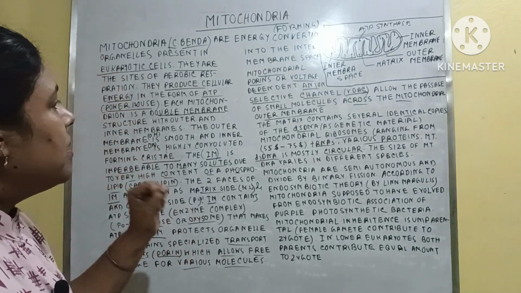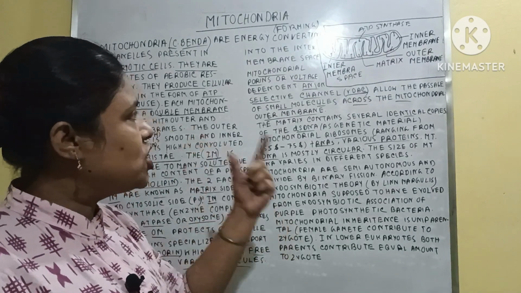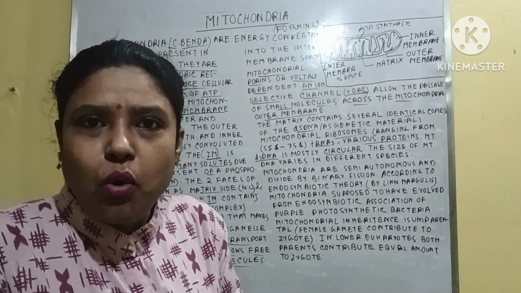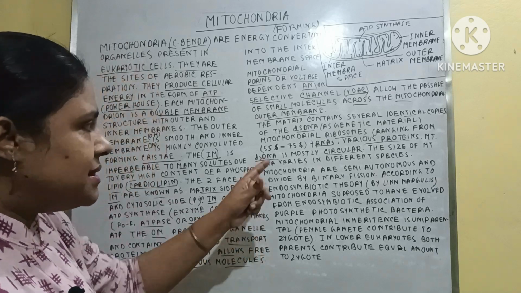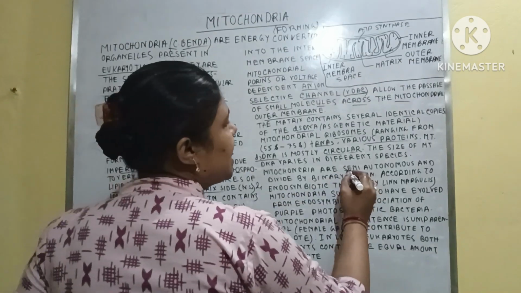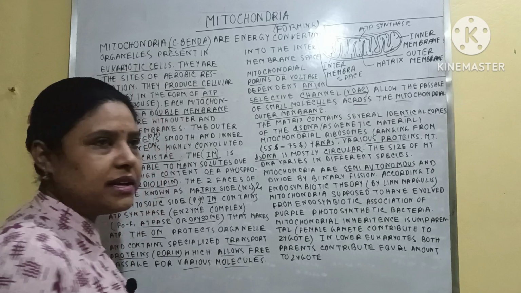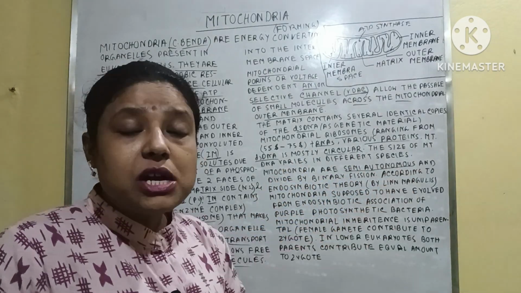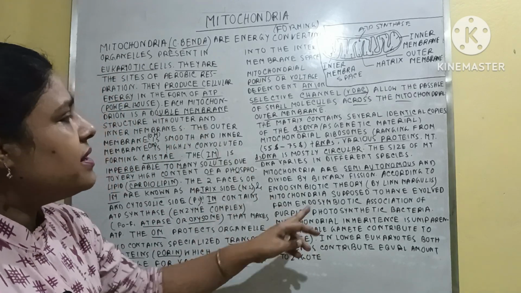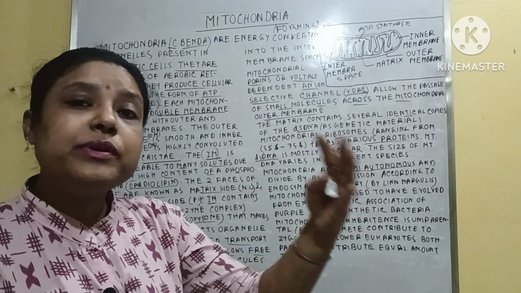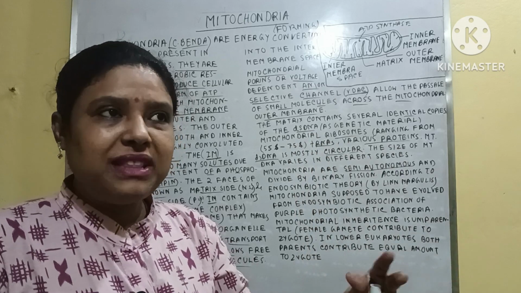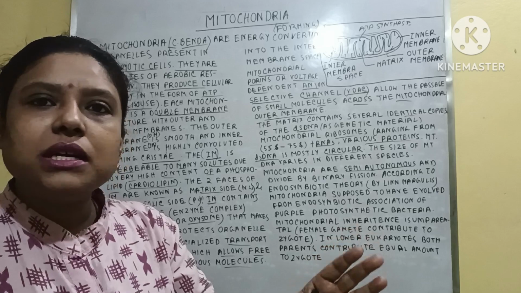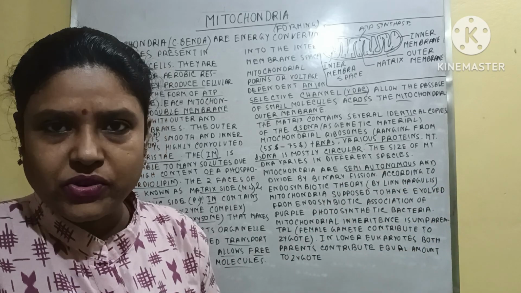So mitochondria can produce itself within the cell, and that's why these are called semi-autonomous organelles. Clear? These are called semi-autonomous organelles because mitochondria, by binary fission, can produce another organelle. That means another adult mitochondria. One mitochondrion divides to form two new mitochondria.